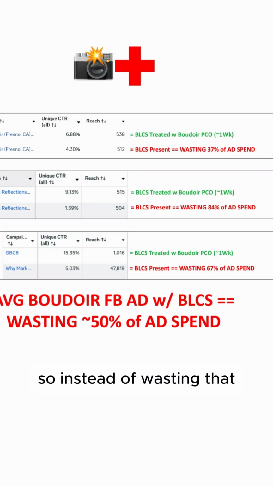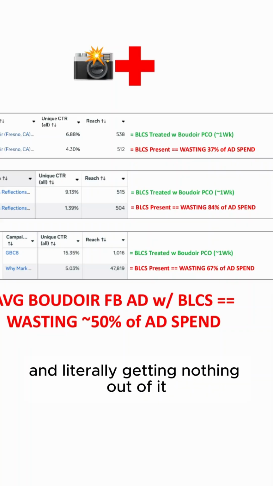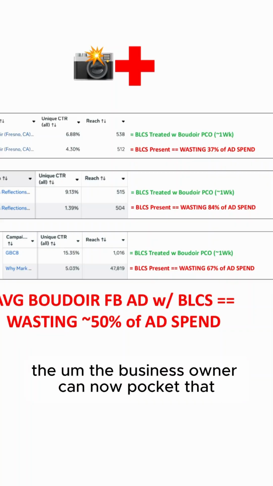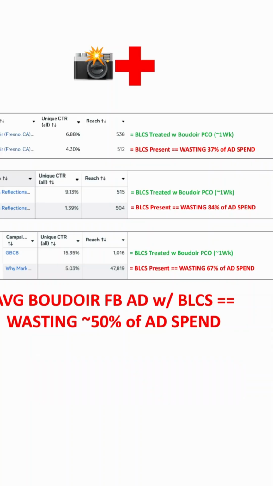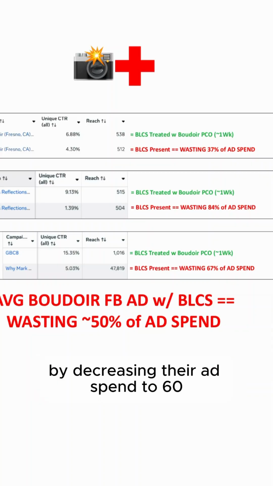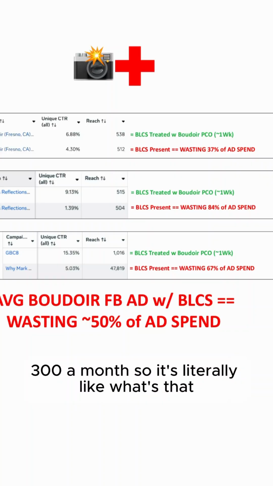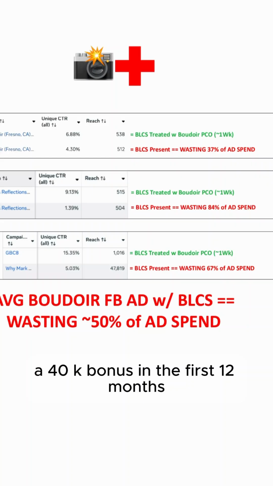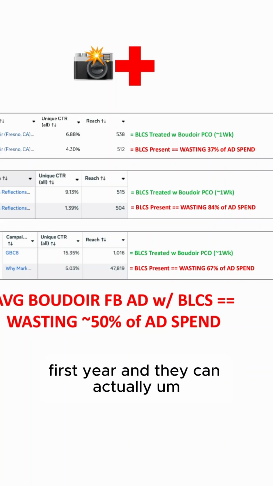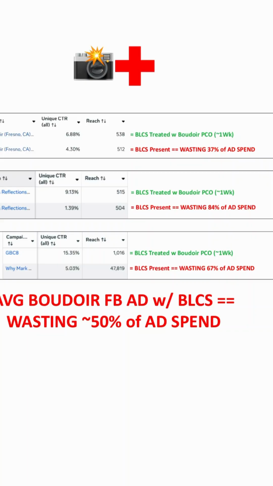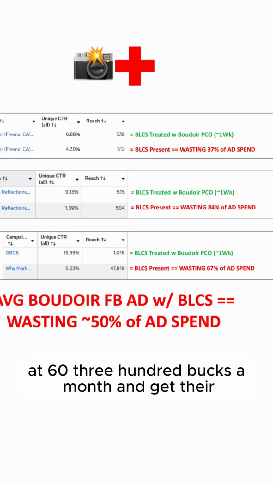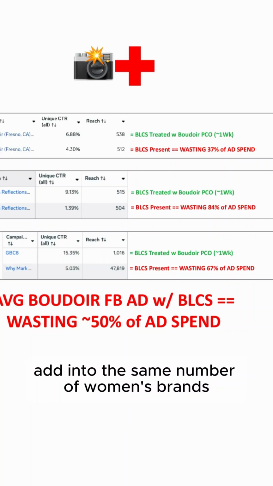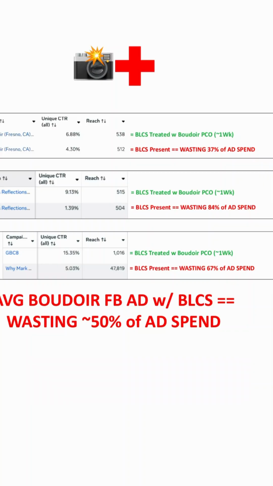So instead of giving that to Facebook and literally getting nothing out of it, the business owner can now pocket that 3,700 bucks every single month by decreasing their ad spend to 6,300 a month. That's like a 40K bonus in the first 12 months. They can simply run the Boudoir Pico treated ad at 6,300 bucks a month and get their ad into the same number of women's brains as if they were running the original at 10 grand a month.